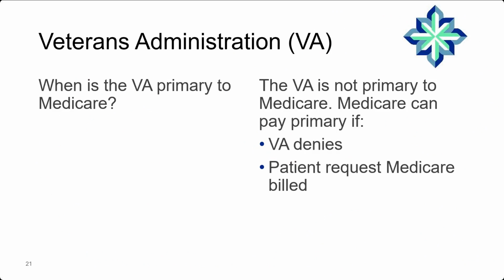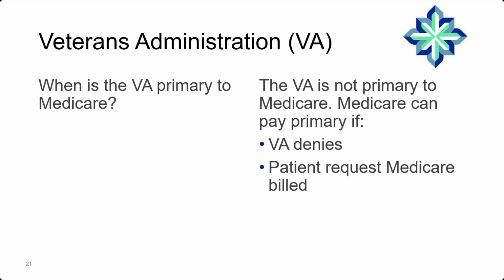So if you bill to the VA and they deny it for any reason, because when the VA pays, they pay it 100%. Then you bill to Medicare saying the VA didn't pay it. This is not a secondary bill. What you're actually getting Medicare to do is to process it as a primary insurance because the VA did not pay, even though you're indicating to us that the VA didn't pay.